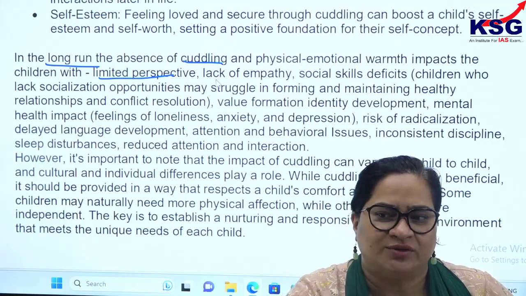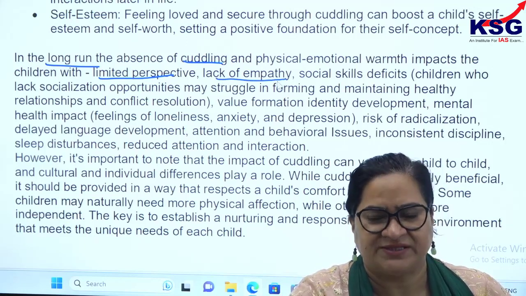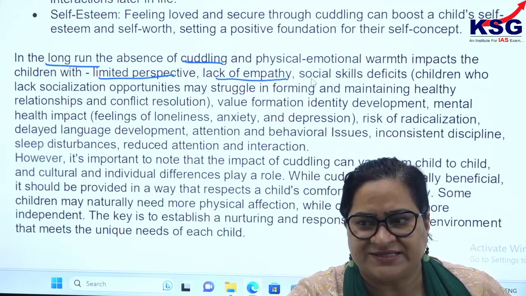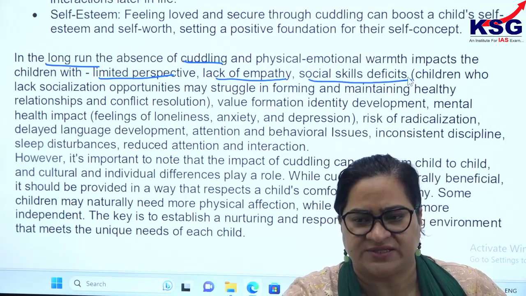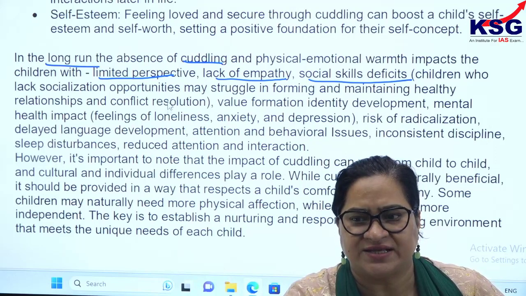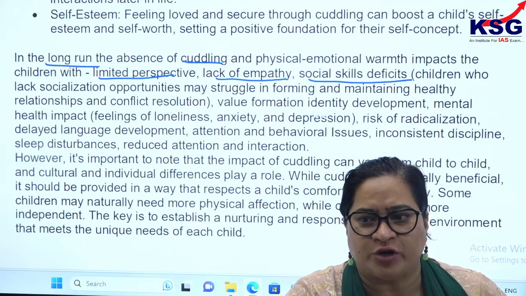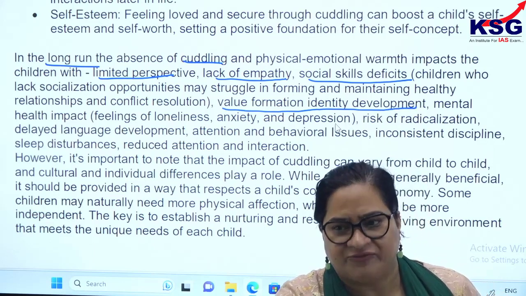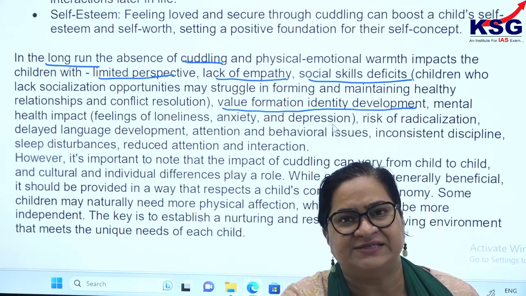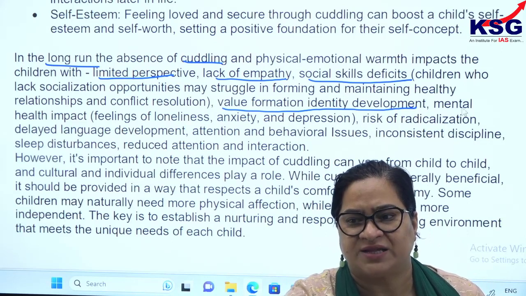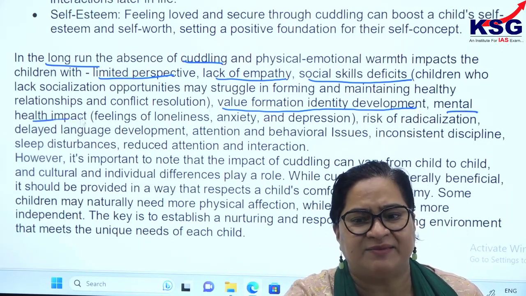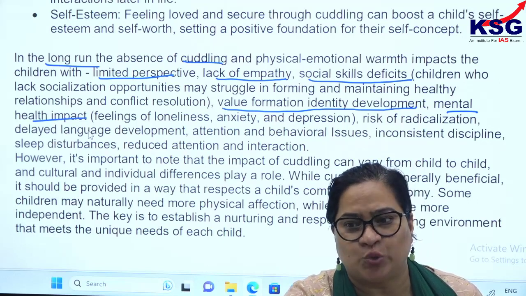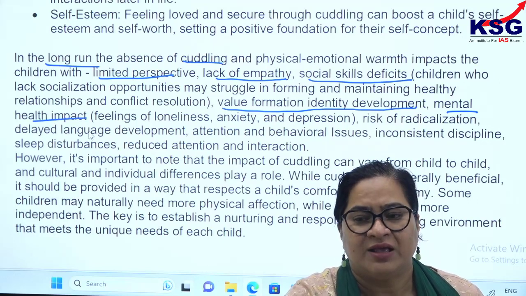Now, it can also encourage lack of empathy, because if diversity is missing, it is due to lack of empathy. Social skills can also show a deficit. Further, we can see value formation and identity development can be compromised. Mental health impact can also be observed, whereby a child is experiencing loneliness, anxiety, depression.